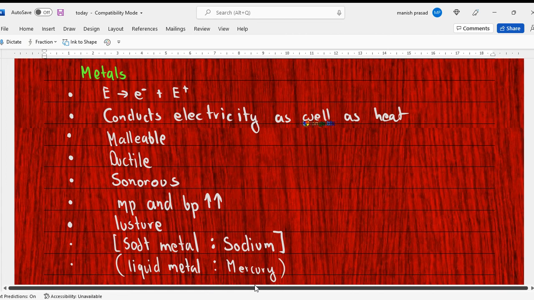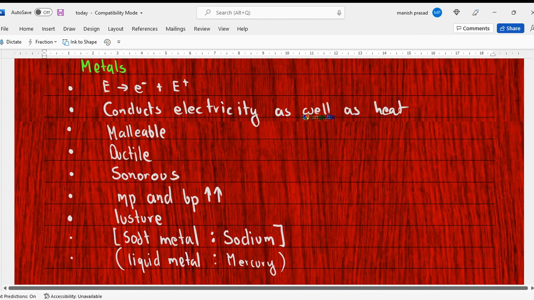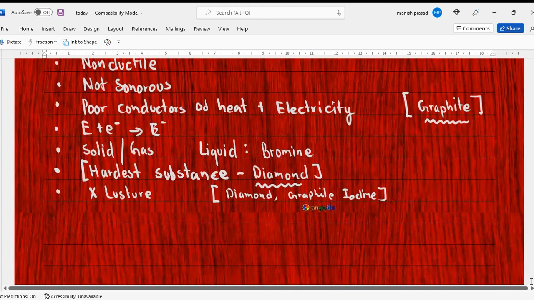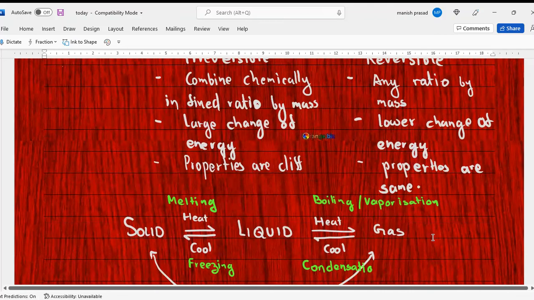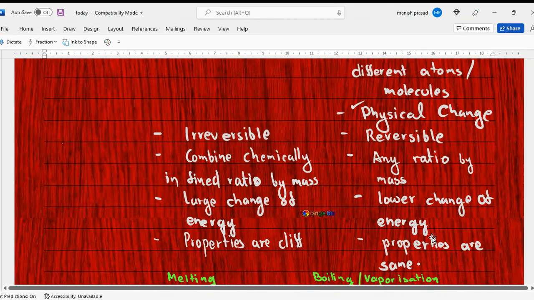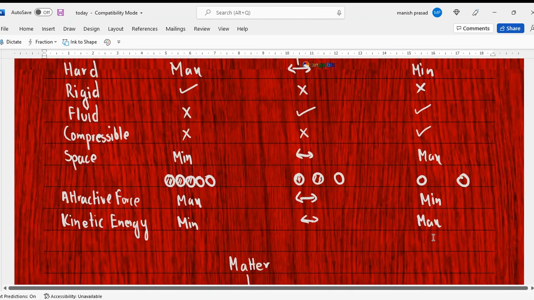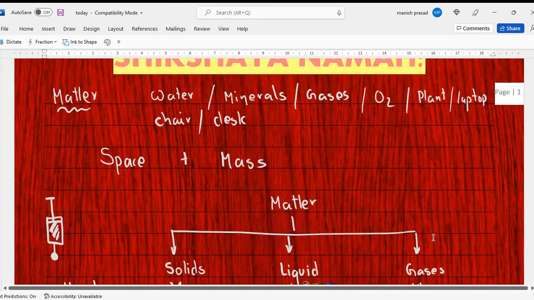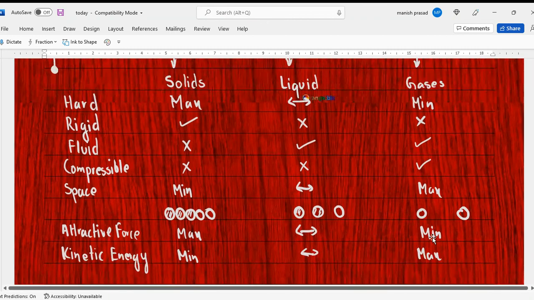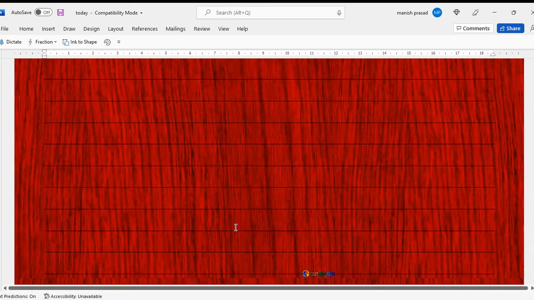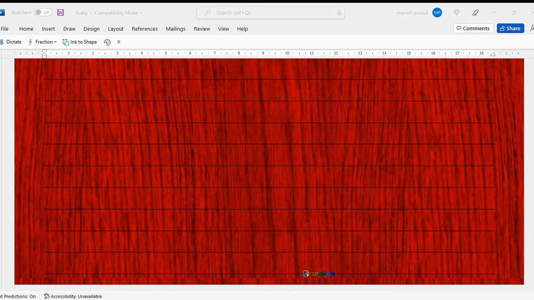Okay, that's, I think so, that does it. Okay, so have you jotted these things down? Yes, I have. Okay, so we have the metals, non-metals, and what else did we do? Solids, liquids, gases, the physical changes and the chemical changes, compounds, mixtures, and yes, states of matter, basically. Okay, perfectly fine.